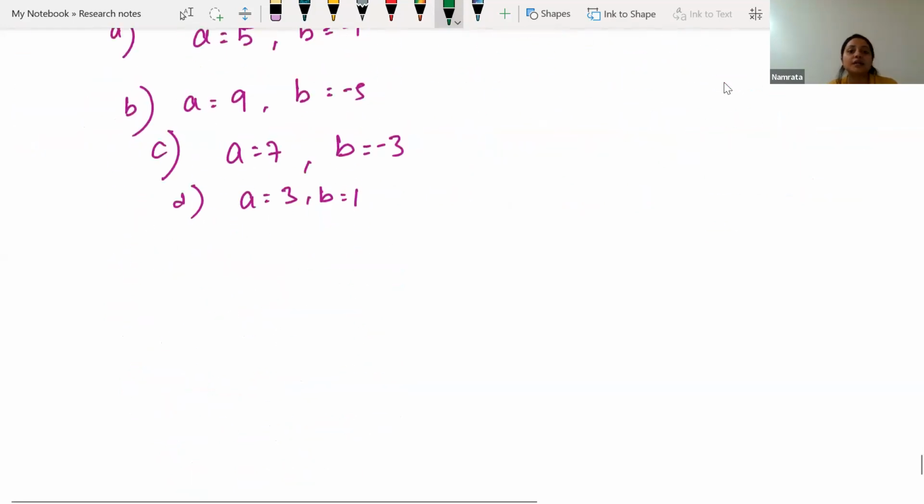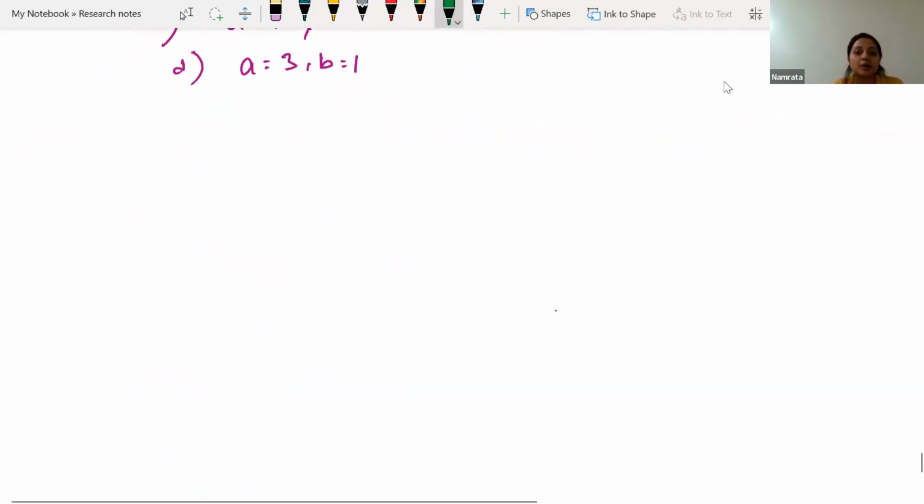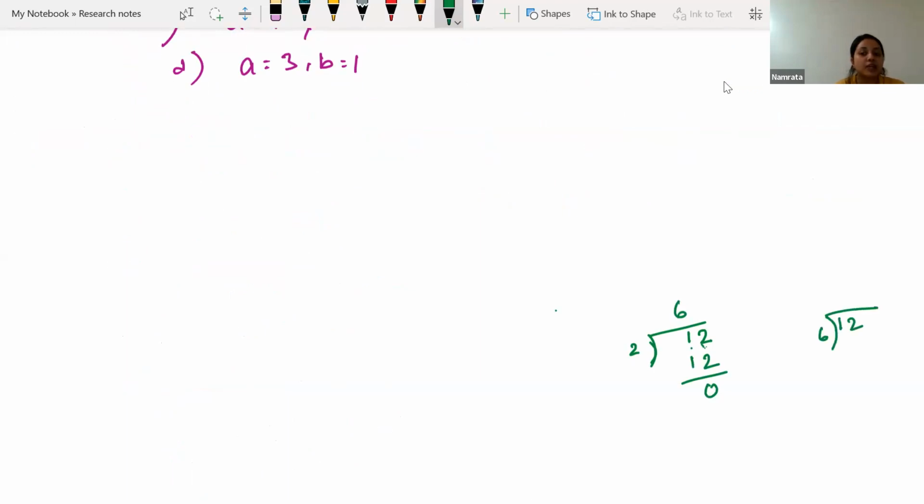Recall the remainder theorem. When we have a number, let's say 12, and we divide it by any of its factors, say 2, which is a factor of 12, the remainder comes out as 0. If we divide 12 by 6, the remainder is again 0. So whenever we divide any number by its factor, the remainder will be 0.